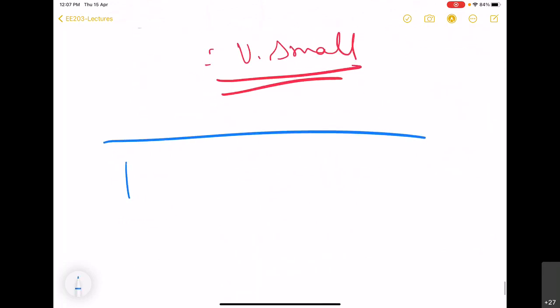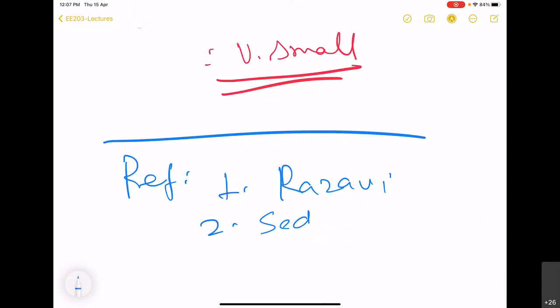See Razavi. Or you can see Gray and Meyer also.